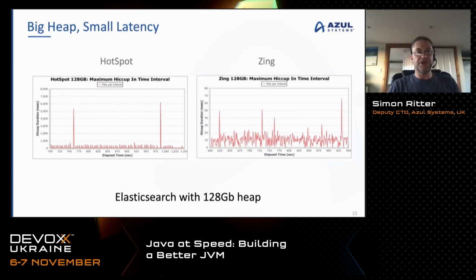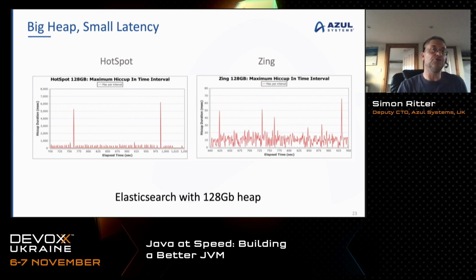So this is a machine running Elasticsearch, and we've got a reasonable size heap. We've got a 128 gigabyte heap. What we've done is to run the application using Hotspot on the particular test environment, and then all we've done is to rerun the exact same tests on the same hardware, changing where the Java executable is coming from, so moving from Hotspot to Zing. So the test environment is identical, the load that we're testing with is identical. All we're doing is changing the JVM between the two runs.